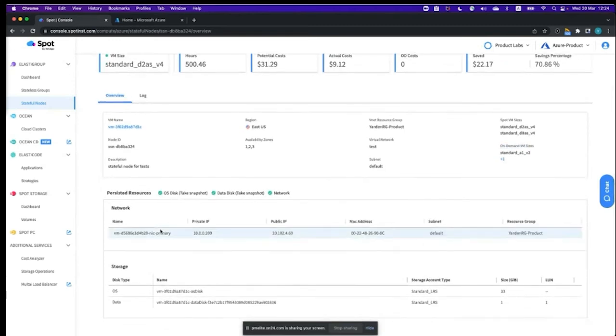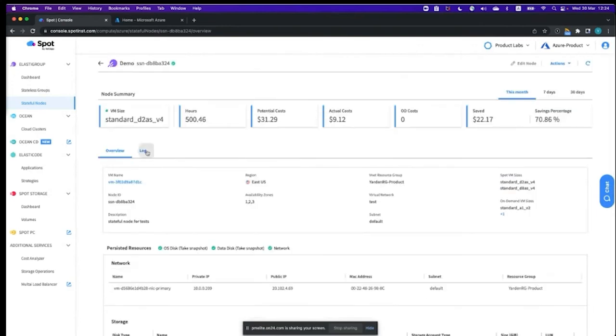So we are having both network and storage persistency on this one, where we can see what the network persistency details are, and that we are persisting both the OS and the data disks as well.